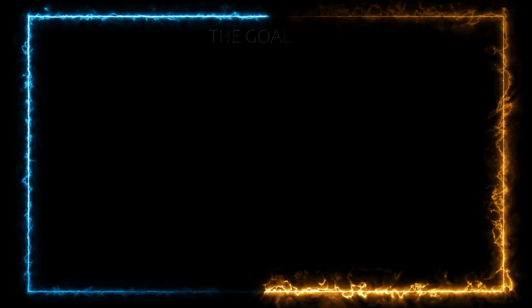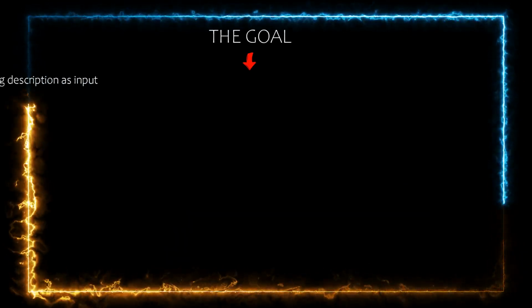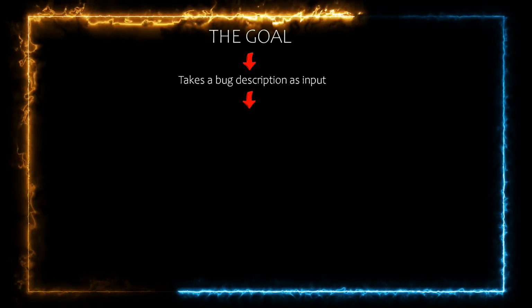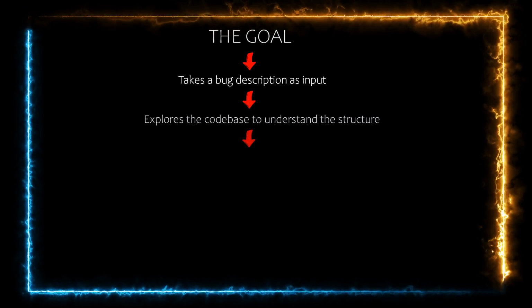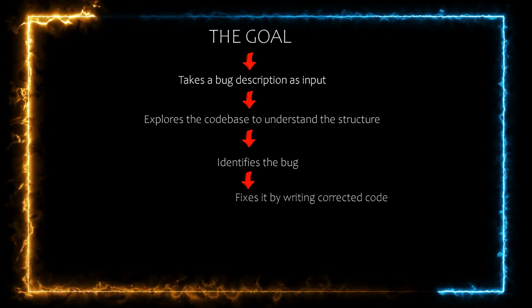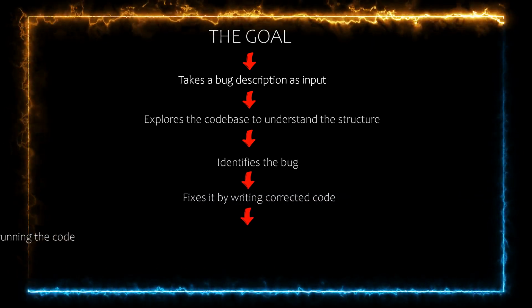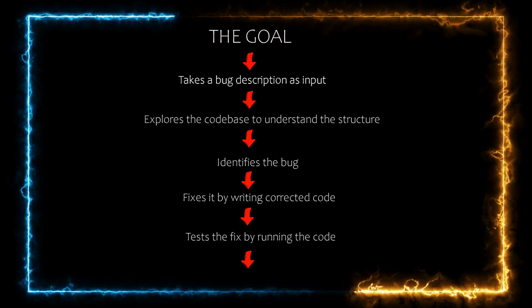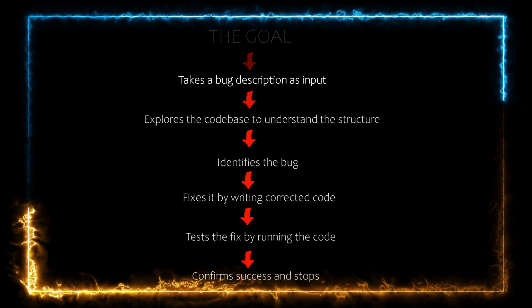Our goal is an agent that takes a bug description as an input, explores the codebase to understand the structure, identifies the bug, fixes it by writing correct code, tests the fix by running the code, confirms success, and stops.